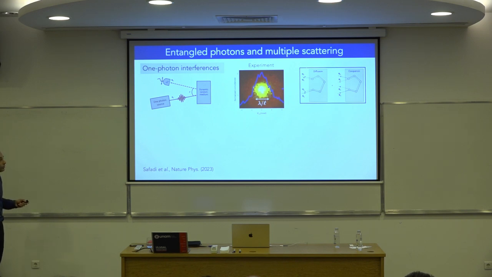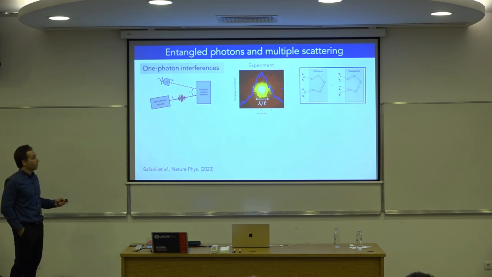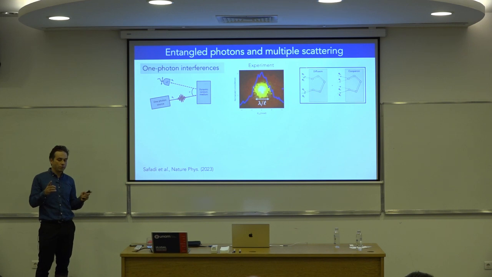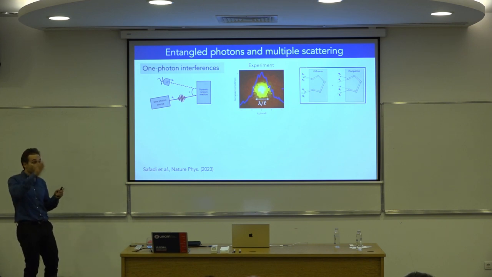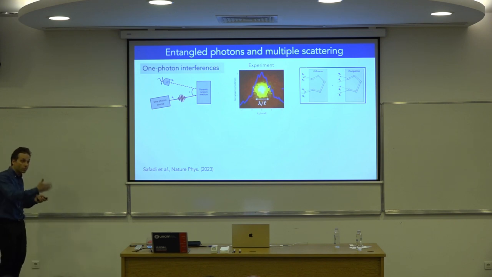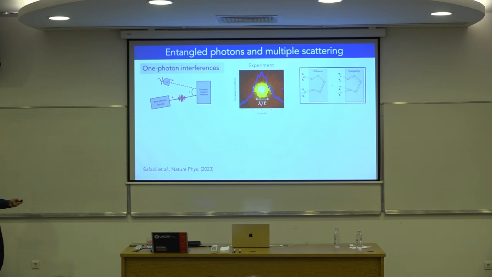And indeed, you recover exactly the same effect as you would get with classical waves. You get exactly the same peak in the backward direction with the same width. So this is, if you want, the analog of the double slit experiment with single photons. You know that you can recover the fringes one by one by acquiring over time. So this is the same effect, but in a complex system. So this is the one photon coherent backscattering.